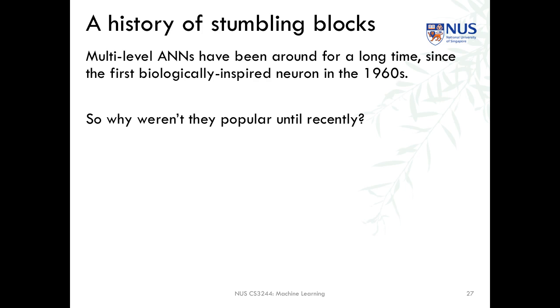Okay, so as I told you, artificial neural networks have been developed ever since the birth of machine learning. Okay, from Rosenblatt's time in 1968, when he came up with the very first algorithm you learned, that's the perceptron learning algorithm. Okay, all the way back 50 years ago. Okay, so why weren't they popular until recently? Can anyone tell me, without looking at your notes?